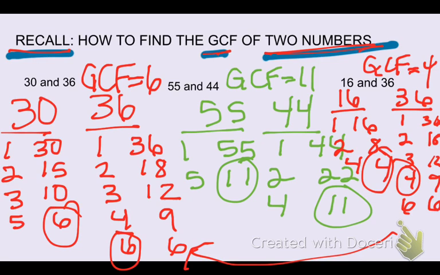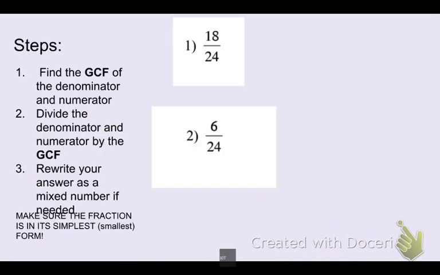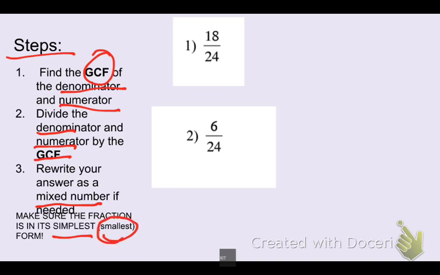Let's move on to the next slide. All right, so we are moving back over to your math book. First, let's talk about our steps. So the first step is to find the GCF of the denominator and the numerator. Then we're going to divide the denominator and numerator by that GCF. We're going to rewrite our answer as a mixed number if needed. We are going to make sure the fraction is in its simplest or its smallest form.